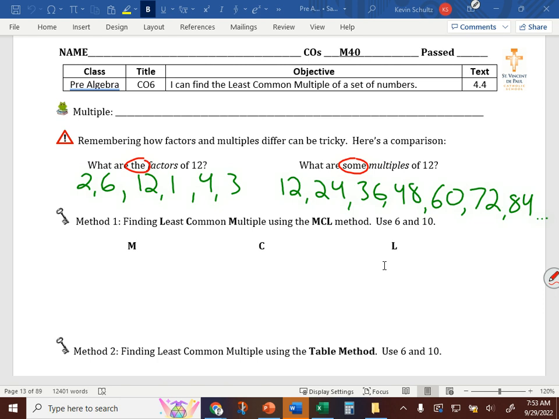So one difference between factors and multiples: factors, there's only a finite number. Multiples, there's an infinite number. Factors are all 12 or below. Multiples are all 12 or higher. So now let's go back up to our definition of multiple. How would you define it? What is a multiple?